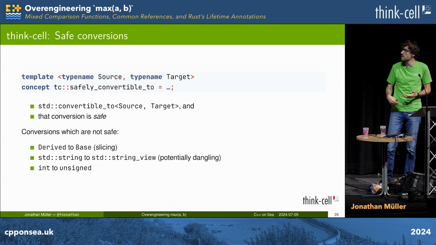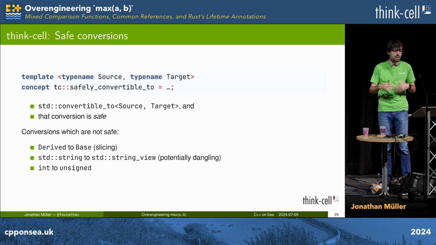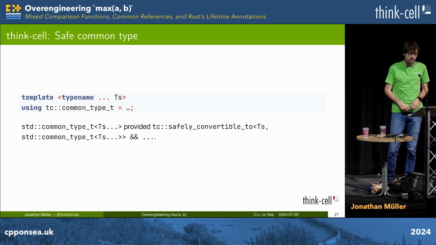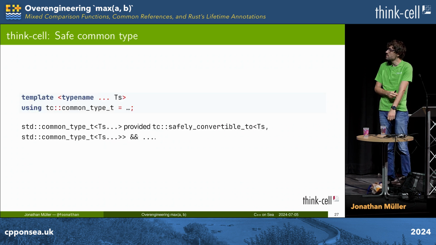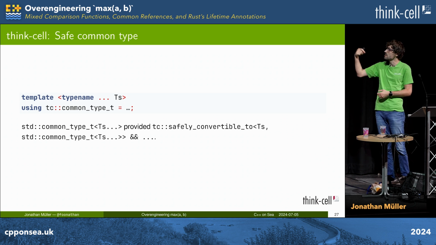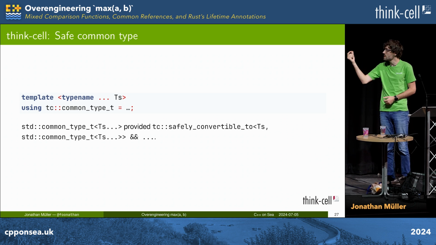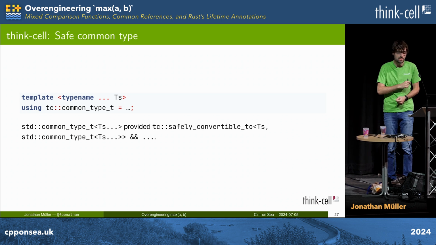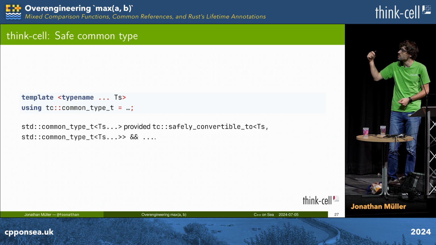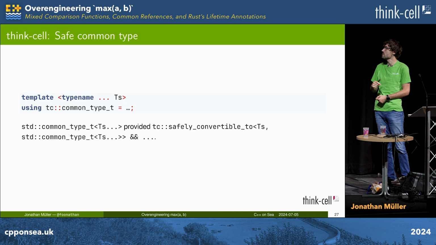And this is implemented by doing the appropriate logic for the built-in types and then having specializations to opt in various class types. And then we've got our own version of common_type, tc_common_type. So tc_common_type is std::common_type, but we require that it's safely convertible to the common type. So if it's not safely convertible, then we say the common type does not exist. So even though int and unsigned have a std::common_type, they don't have a tc_common_type because they're not safely convertible to that.